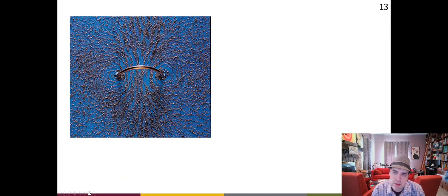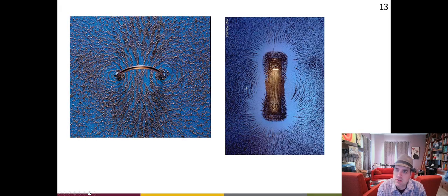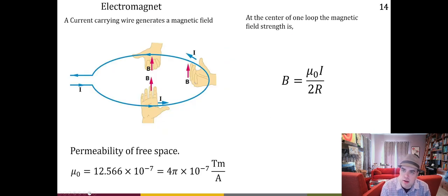Now, if we loop this wire and sprinkle these iron filings, we see some other pattern arise here. This pattern is very similar to the pattern that we saw when we had the permanent magnet. In fact, this is what's called an electromagnet. When we loop the wire around, we can generate a field that is identical to what a permanent magnet would give us. And we can calculate the strength of the magnetic field with another equation.